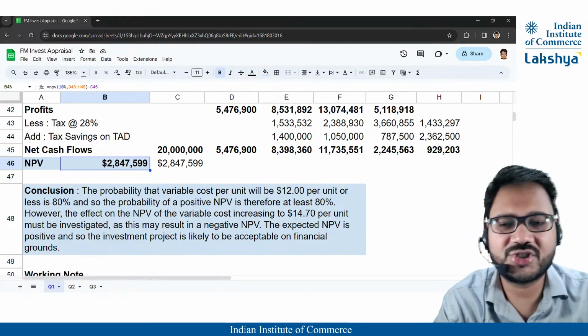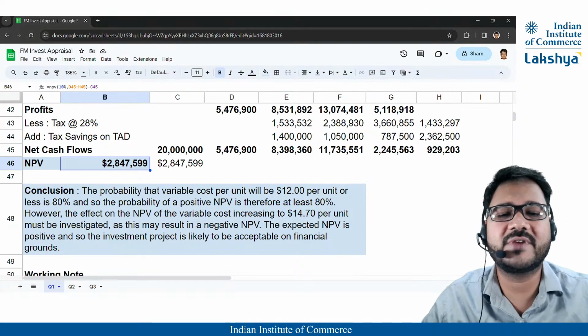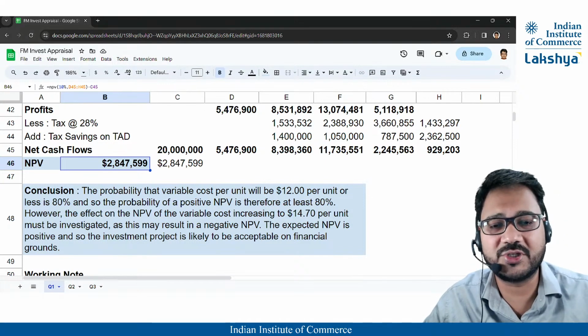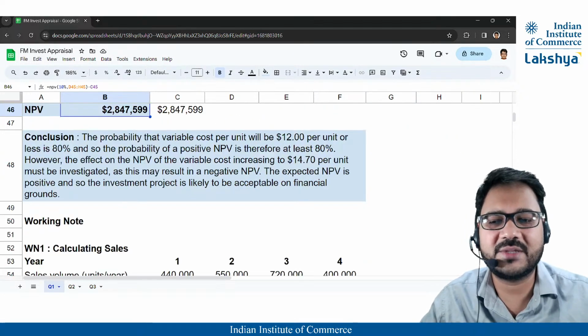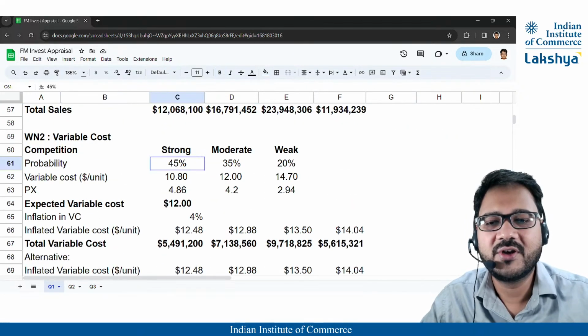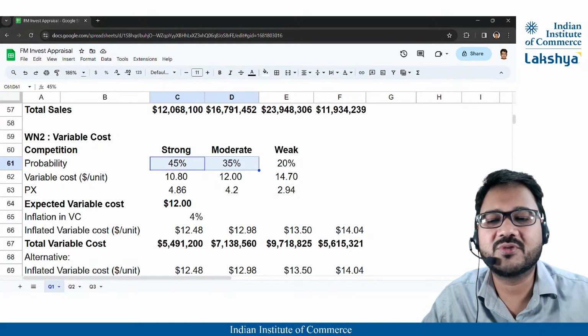So we just mentioned that the probability that the variable cost will be $12 per unit or less than $12 per unit is 80%. How did we find it out? 45 plus 35 is equal to 80%.